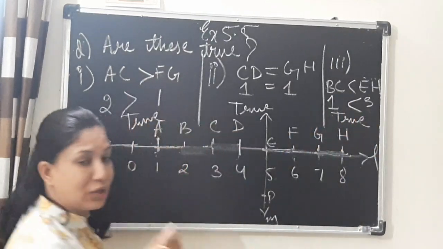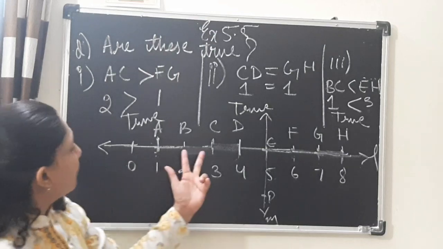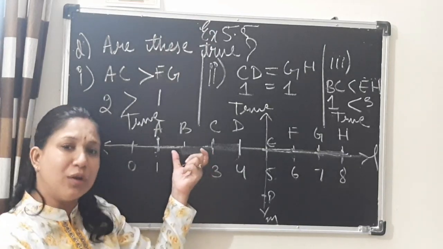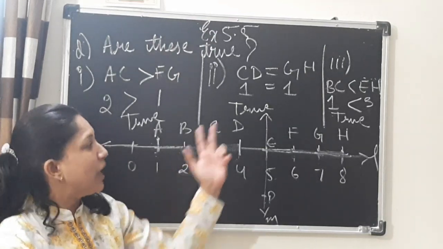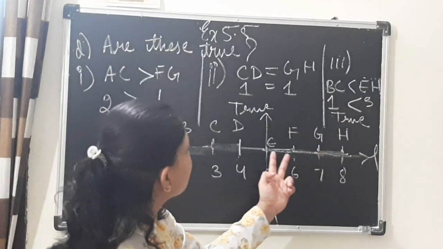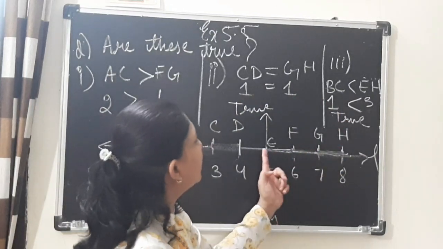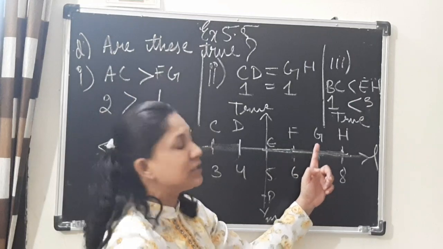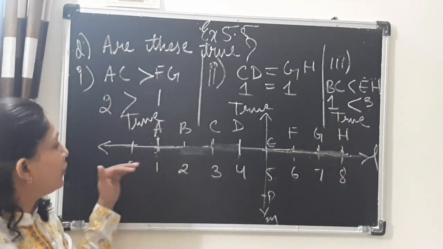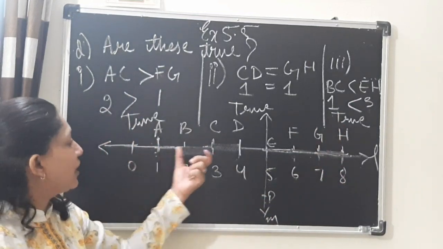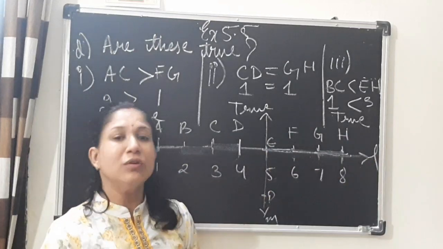But BC has only one line segment. BC is made by only one. It is only BC, a small part, correct? With one unit. And here if you talk about EH, you see EH is made by EF plus FG plus GH. That is here if we talk about units, because they are in equal portion. So that is also correct.